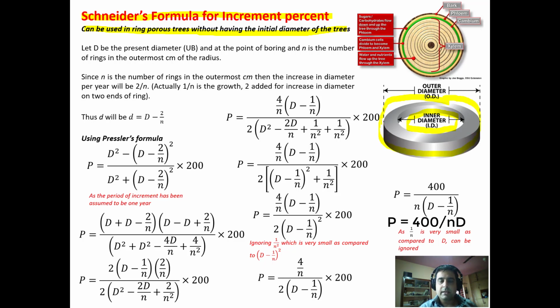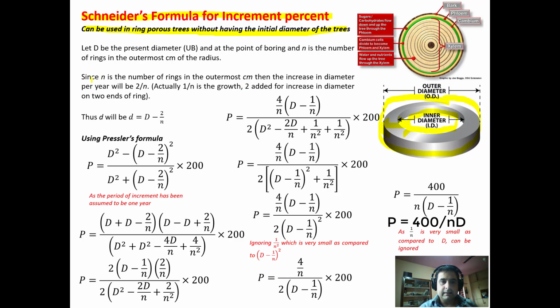This is the inner diameter, and this is the outer diameter, and in between we can have the number of annual rings. So we have to have the Pressler borer. We bore into the tree to get a cylinder of wood having the rings.